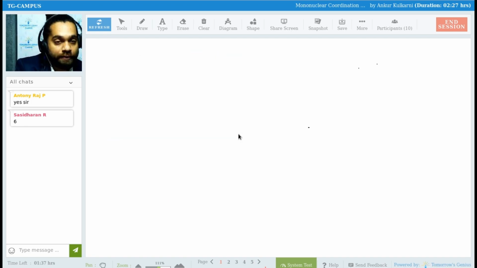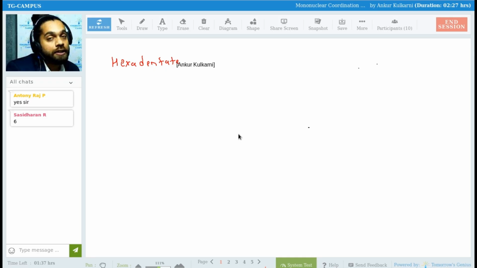Okay, then similarly we have the last one, the hexadentate. Obviously hexadentate means that a single ligand will have 6 donor atoms.